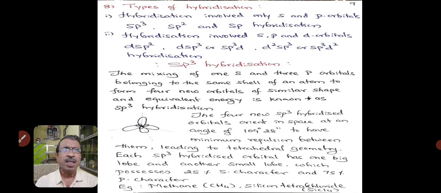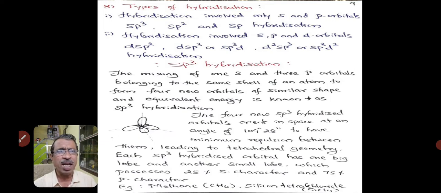Coming to the first one, sp3 hybridization. The mixing of 1s and 3p orbitals belonging to the same shell of an atom to form 4 new orbitals of equivalent energy and similar shape is known as sp3 hybridization. The 4 new sp3 hybridized orbitals orient in space at an angle of 109°28' to have minimum repulsion between them, leading to tetrahedral geometry.